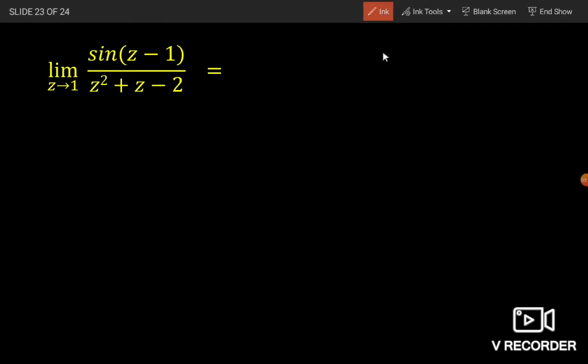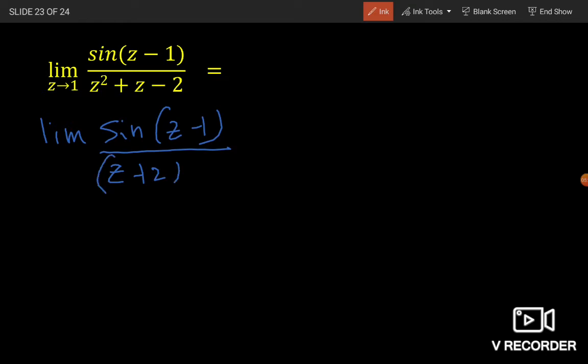Going now to our next example, the limit of sine (z minus 1) over z squared plus z minus 2 as z approaches 1. Now we can write this as the limit of sine (z minus 1) over... let's factor this polynomial. We can write this as, let's try, (z plus 2)(z minus 1).